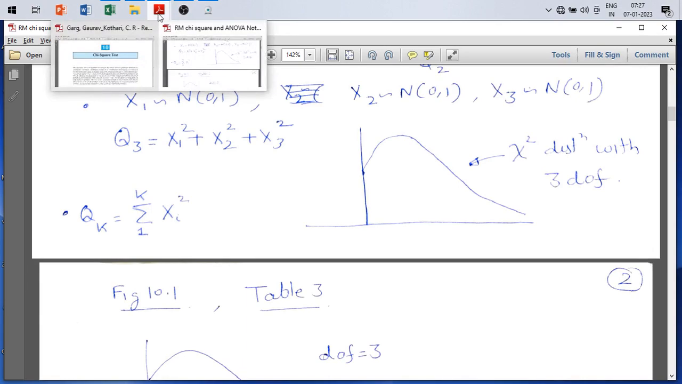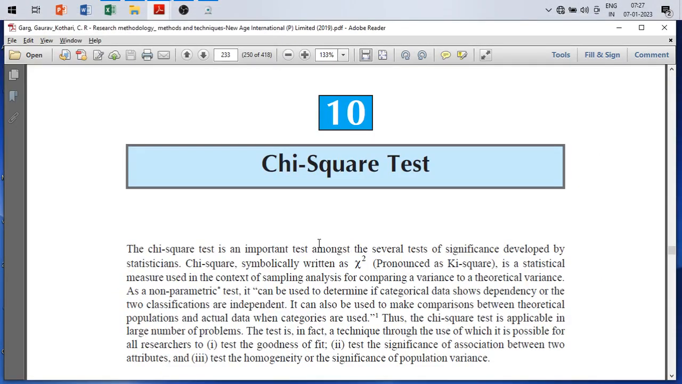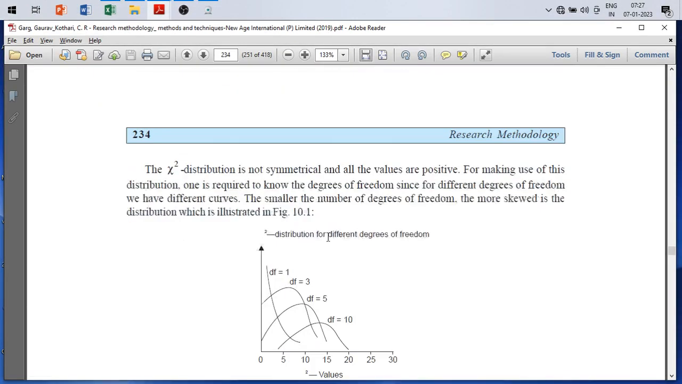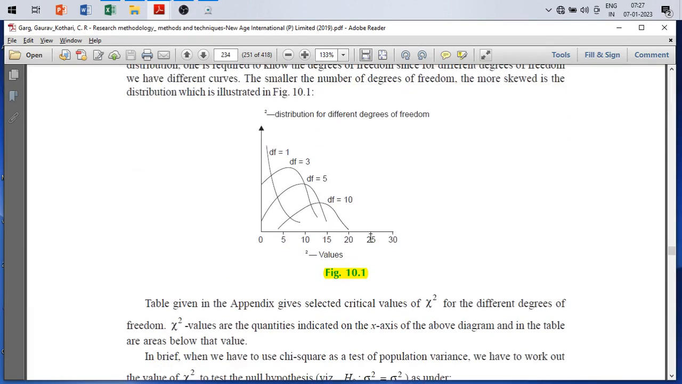Let us look at a comparative figure in the book. This is figure 10.1, and here you can see how the chi-square distribution looks for different degrees of freedom. If degree of freedom is 1, it looks like this. And then here it is shown for some other degrees of freedom. For 3, it will be like this. And as degree of freedom increases, the peak occurs later, and the higher values are also more likely.